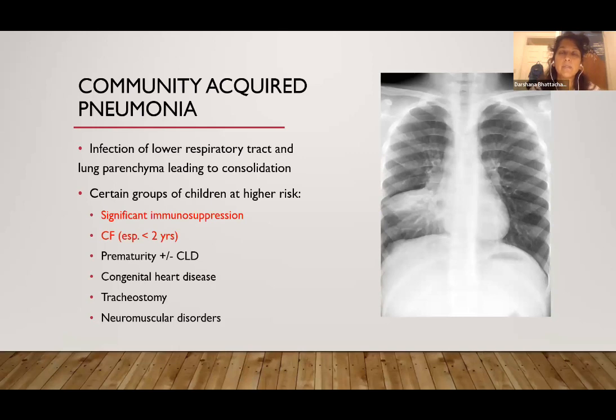So children who are significantly immunosuppressed, such as post-bone marrow transplant, or severe combined immunodeficiency, and children with cystic fibrosis, especially under 2 years. These two groups of children will definitely need isolation if they are referred and admitted to hospital. And then you have the same groups of children that we've mentioned before. So kids who are born prematurely with or without chronic lung disease, children with congenital heart disease, kids with tracheostomies are also at risk, and those with neuromuscular disorders that don't have effective breathing patterns.